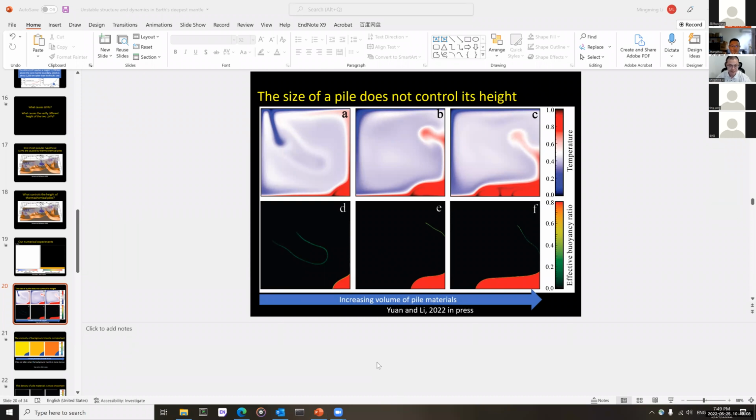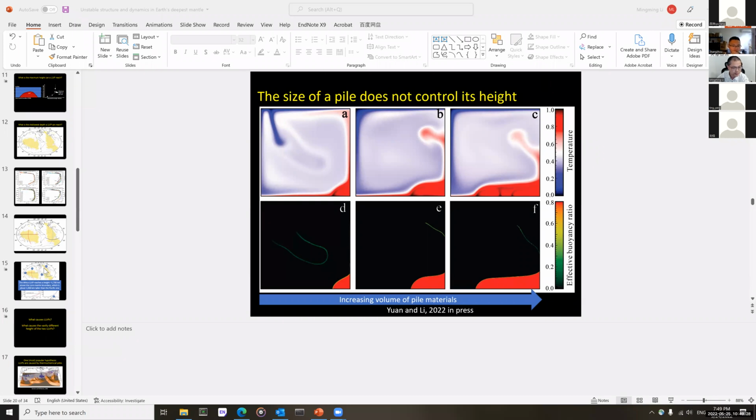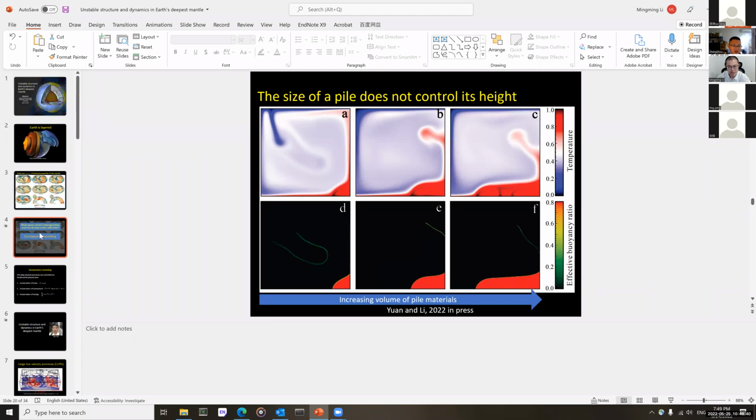May I ask another question? As you say, the typical genesis model is the thermochemical piles. Is there any difference in temperature between these two LLVPs? Sorry, could you say that question again? I mean, is there any evidence for temperature differences between these two LLVPs?